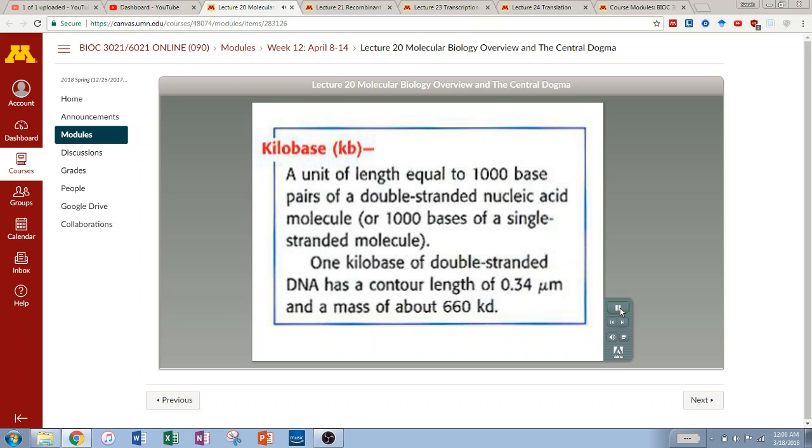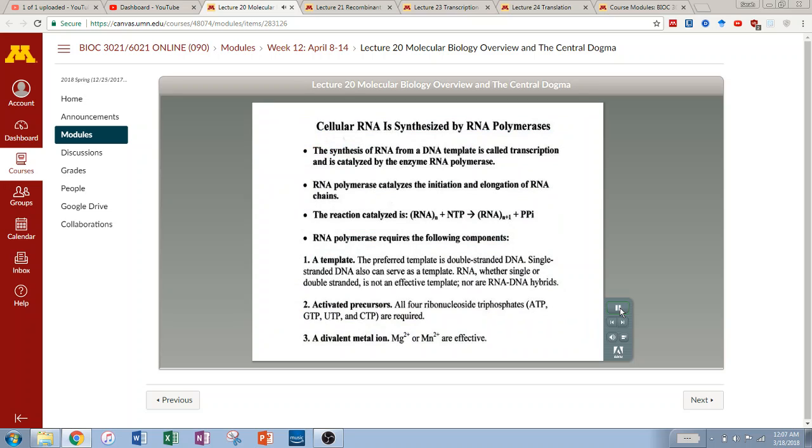The term kilobase is a unit of length equal to 1,000 base pairs for double-stranded DNA or 1,000 bases for single-stranded nucleotides. The RNA polymerase reaction requires the following components. A template is required. The preferred template is double-stranded DNA. Single-stranded DNA can also serve as a template. RNA, whether single or double-stranded, is not an effective template, nor are RNA-DNA hybrids.